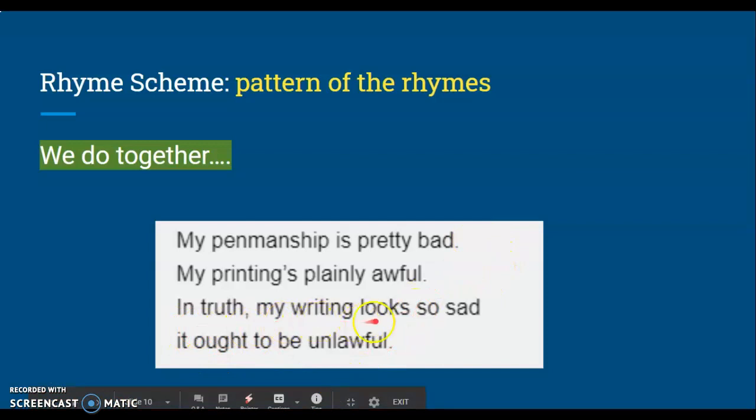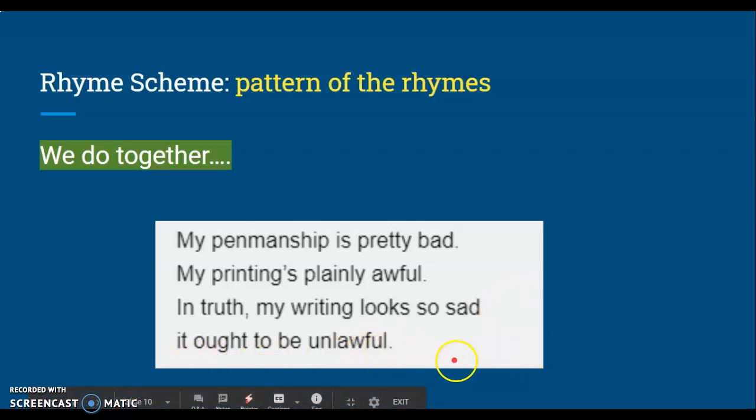In truth, my writing looks so sad. It ought to be unlawful. Okay, now I notice sad here and then unlawful. Okay, if sad rhymes with one of the other lines, you're going to put that letter there.